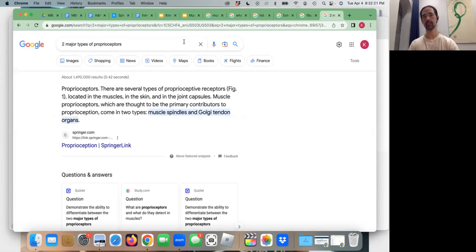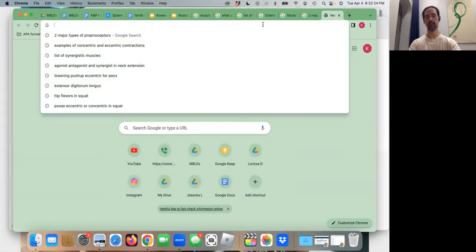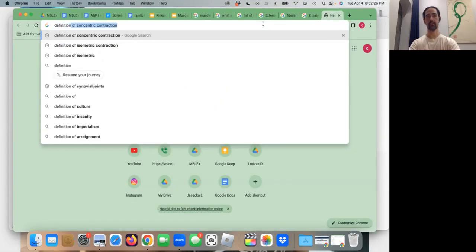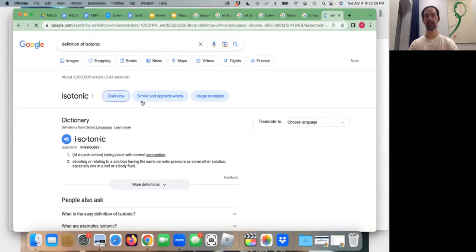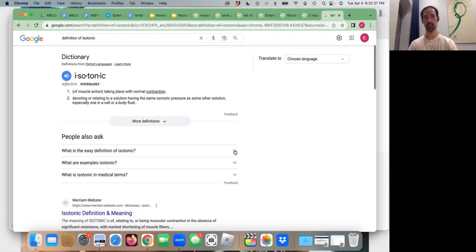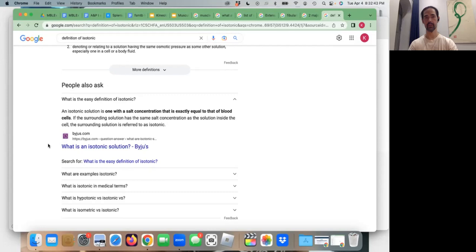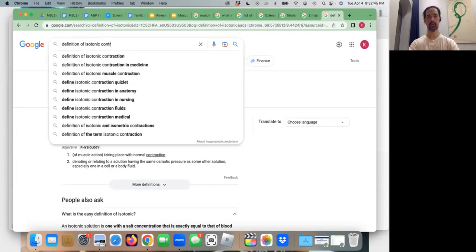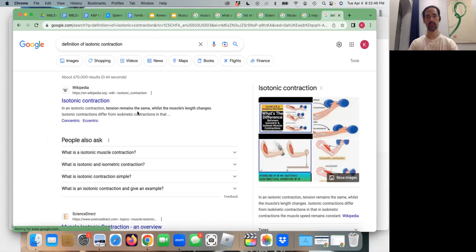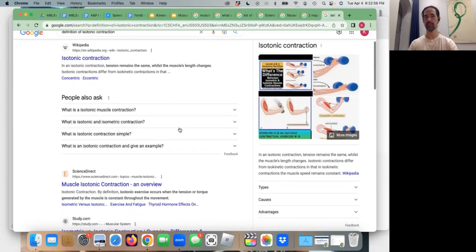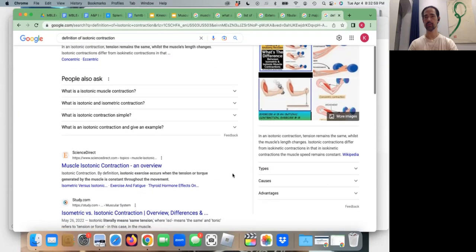So let me get you a definition for isotonic. See, they didn't put that on the FSMTV e-guide, but I've seen it on the test prep questions. Isotonic contraction: tension remains the same while the muscle's length changes. That's pretty lousy. Tension remains the same while the muscle's length changes.